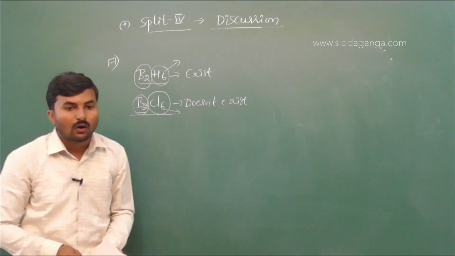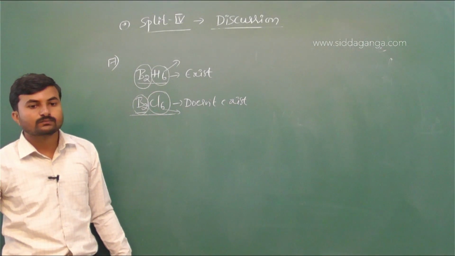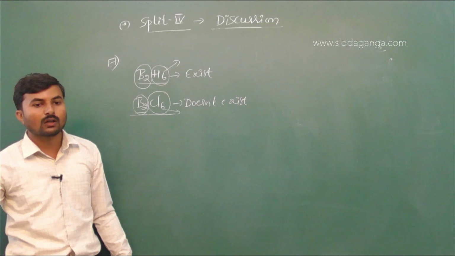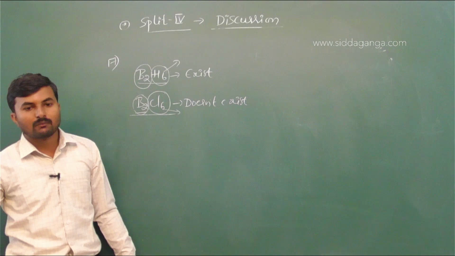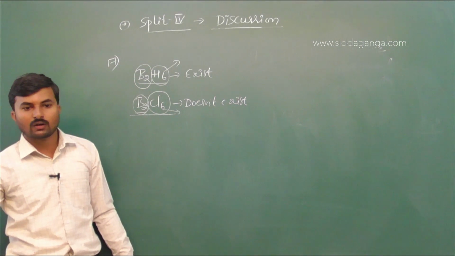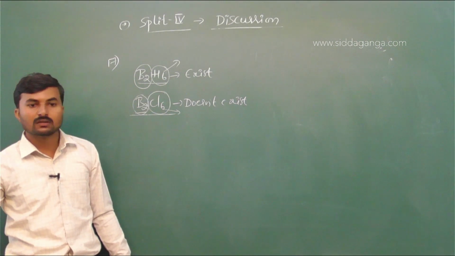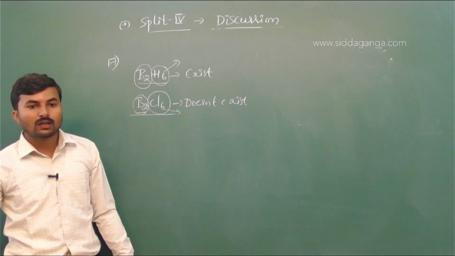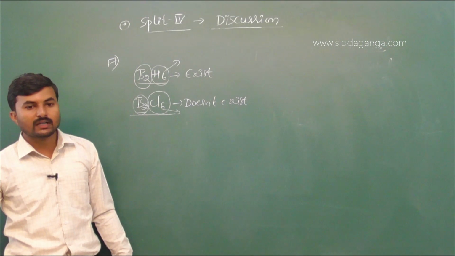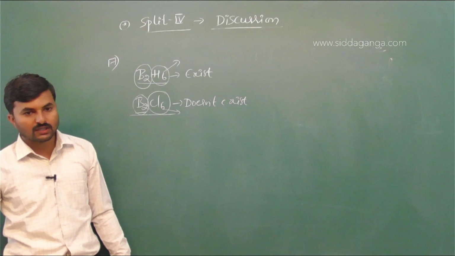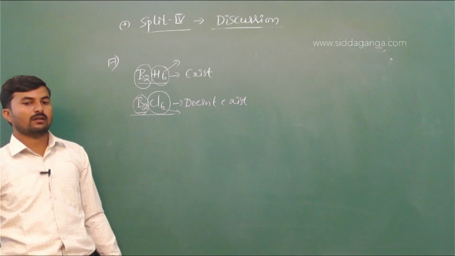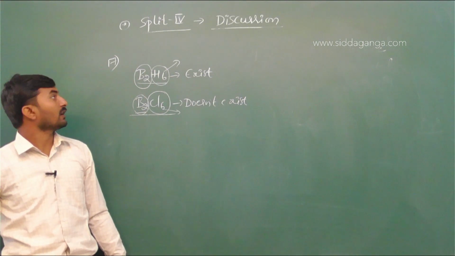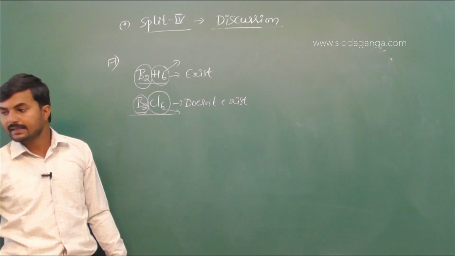So the options are like this. Boron and hydrogen have almost equal values of electronegativity. That is wrong. P pi D pi back bonding is possible in B2H6, not in B2Cl6. That is also wrong. Small hydrogen atoms can easily fit in between boron atoms, but large chlorine atoms do not. So this is the correct option. Option 3 is the correct option for question number 17.